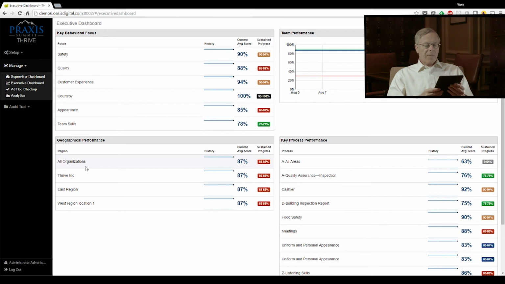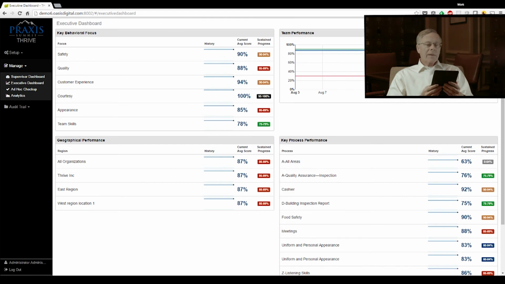And lastly, on the executive dashboard would be the performance of the processes. So they have all the processes that are being checked up on. They can look at an overall process and see where that stands in terms of what the history is, what the current average is, where it's trending, and what the sustained progress is. So that's a high level look at the organization's performance from an executive point of view, but we think it's also a deep look into the organization of what's happening almost on a real-time basis.